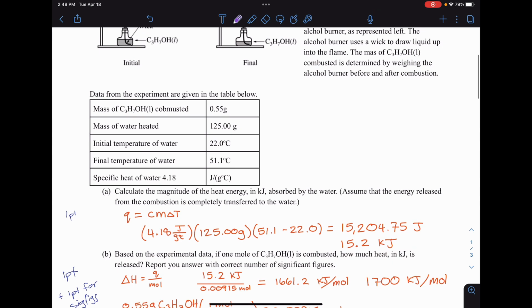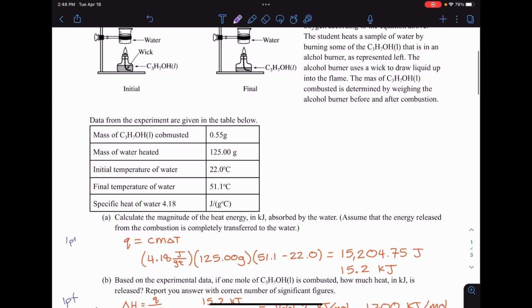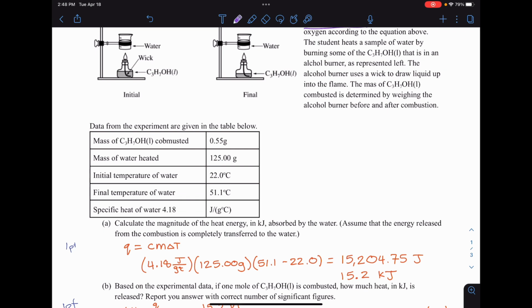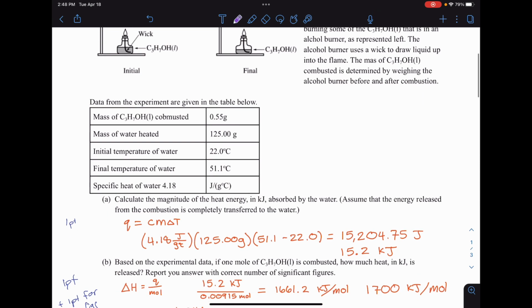So we have some data here. And it says that the mass of the propanol combusted was 0.55 grams. A, calculate the magnitude of the heat energy in kilojoules absorbed by the water. Assume that the energy released from the combustion is completely transferred to the water. So whenever we see calculate the heat energy, that is not temperature. In everyday language, we might say, hey, turn up the heat, and we mean turn up the temperature. That's not what we mean in science or in chemistry specifically.